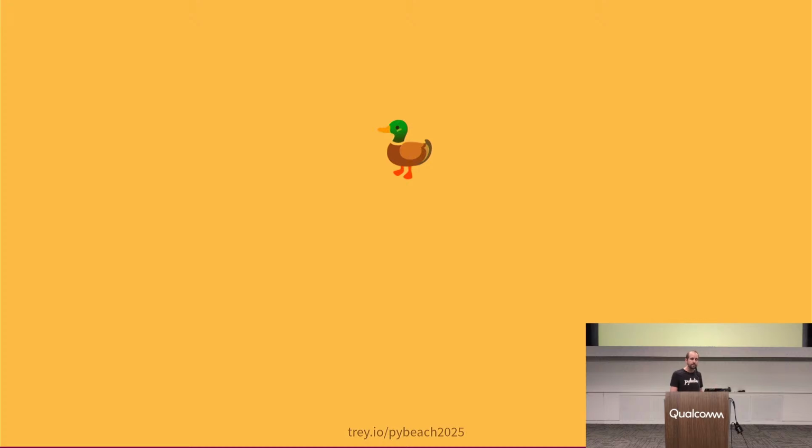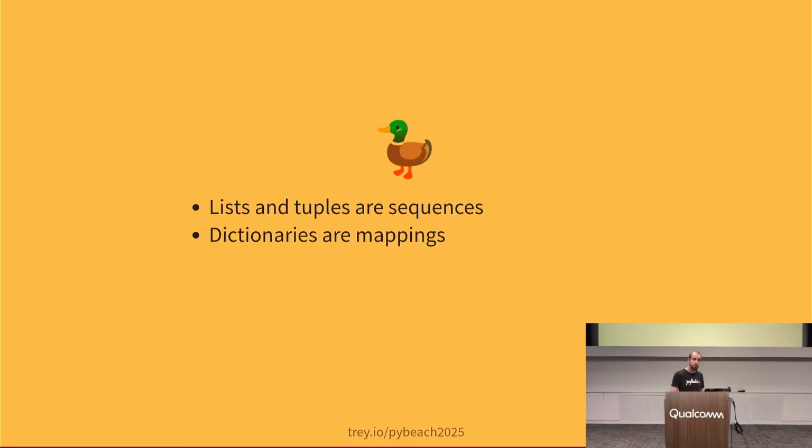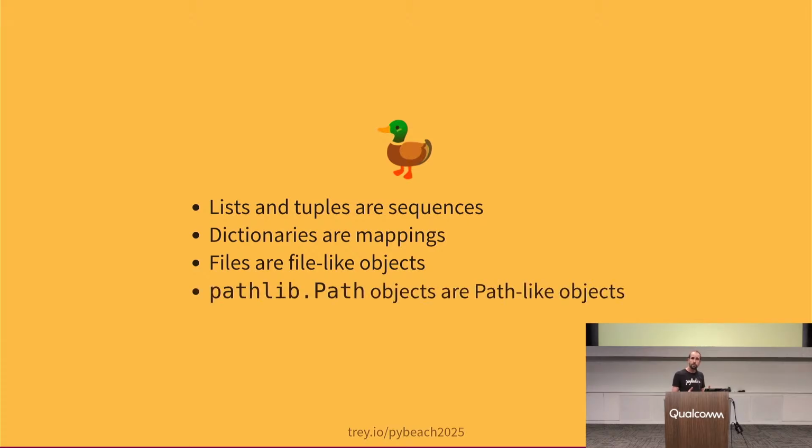An object that acts like a list or a tuple is a sequence. An object that acts like a dictionary is a mapping. An object that acts like a file is a file-like object. And an object that can be used where path objects can be used is a path-like object. If it looks like a duck and quacks like a duck, it's a duck. We care about behavior in Python more than we care about the types of objects. And the same thing applies with Pathlib. If it's accepted by utilities that accept path objects, then it's a path-like object.